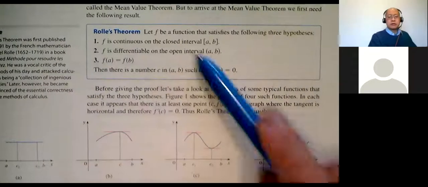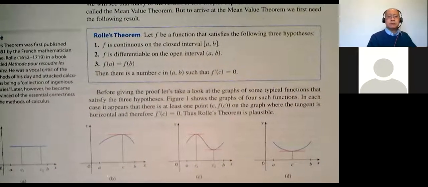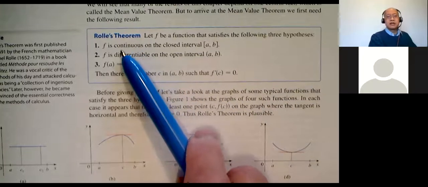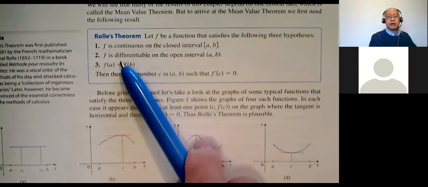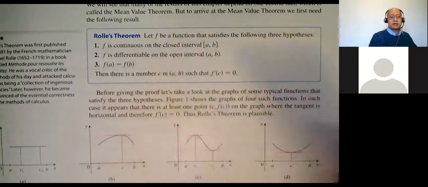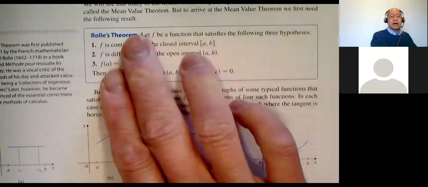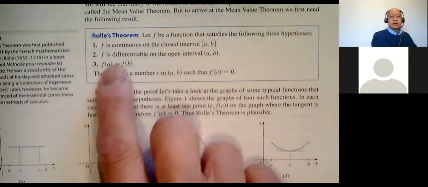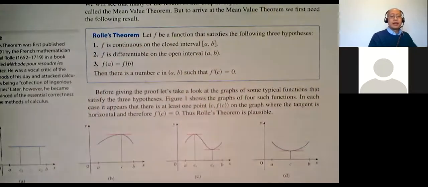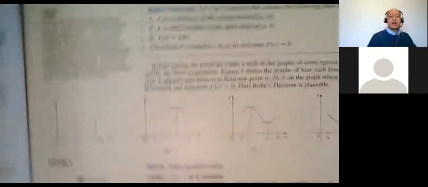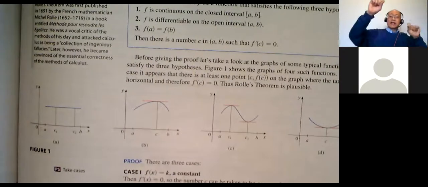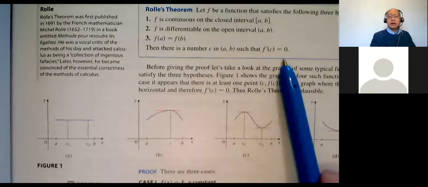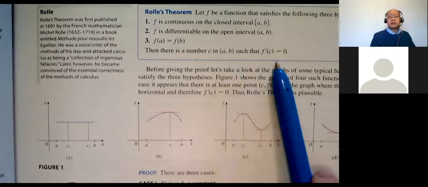Again, if you want to put this on your cheat sheet, you may. I would abbreviate: continuous, just put cont, C-O-N-T, differentiable, maybe diff, and don't even write all this other stuff. To save space, maybe I would just write F cont on the closed interval AB, F diff on the open interval AB, F of A equals F of B. The 2 endpoints are the same height. Then somewhere between A and B, the derivative is 0.